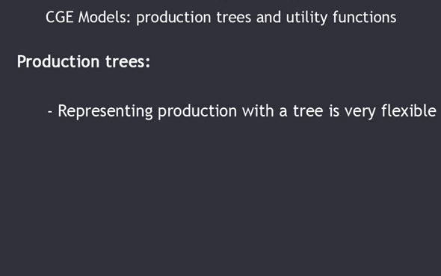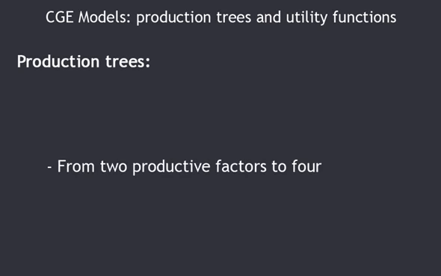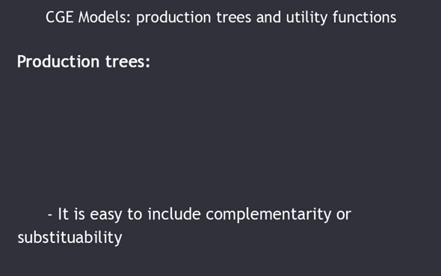We had a very simplified representation of production. What we are going to do is already go from 2 productive factors to 4 productive factors. It's up to you to introduce more than 4 factors into the study you are going to conduct if you think it is useful. We will also see that complementarity between factors of production or substitutability can easily be included. The idea being to first draw a production tree, then to translate it into equations. It's easy to do.